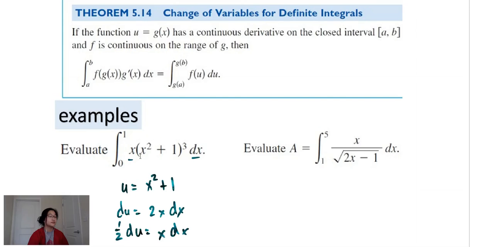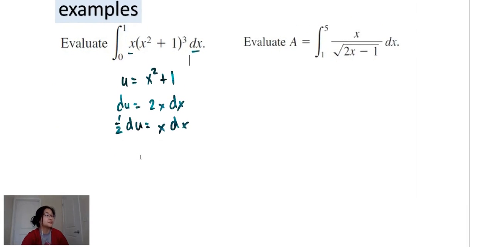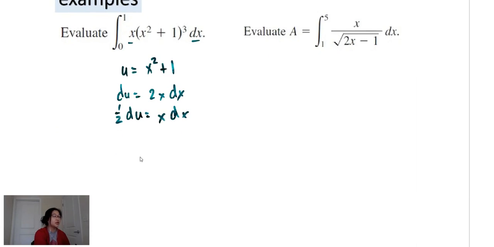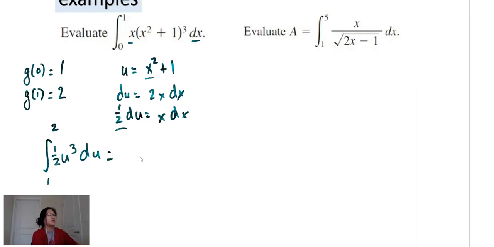So here's where the options come about. You can either do exactly what the theorem says, where you're looking at your function g evaluated at 0 and g evaluated at 1 and change your bounds. So g of 0 is 0 squared plus 1, which is 1. g of 1 is 1 squared plus 1, which is 2. So we go from 1 to 2 of 1/2 u cubed du. So we can evaluate that and go on our merry way.